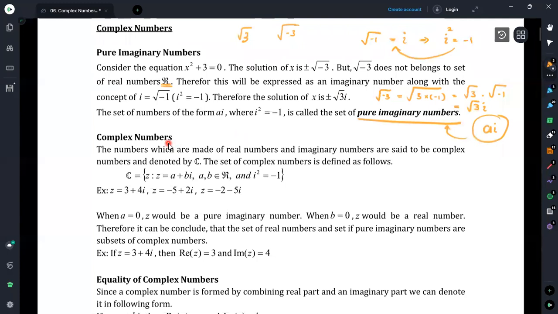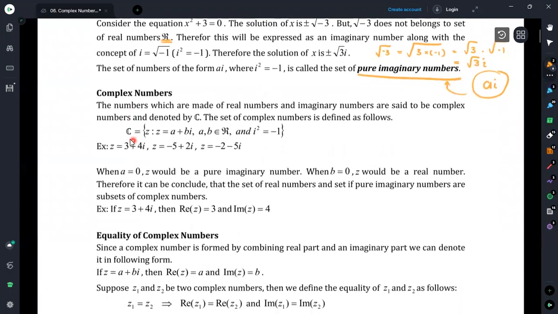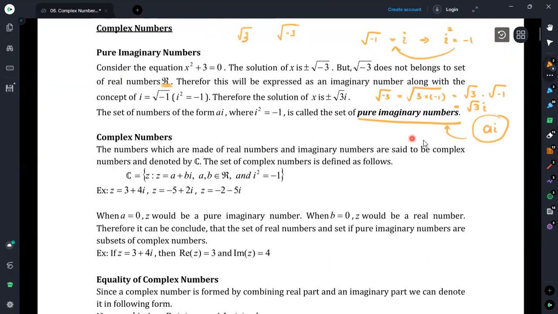The concept of the complex number is actually a combination of real numbers and imaginary numbers. Since there is no real part inside this number, we call it a pure imaginary number. It is because the term associated with i is the only term that we can see. That's why we call these numbers pure imaginary numbers.